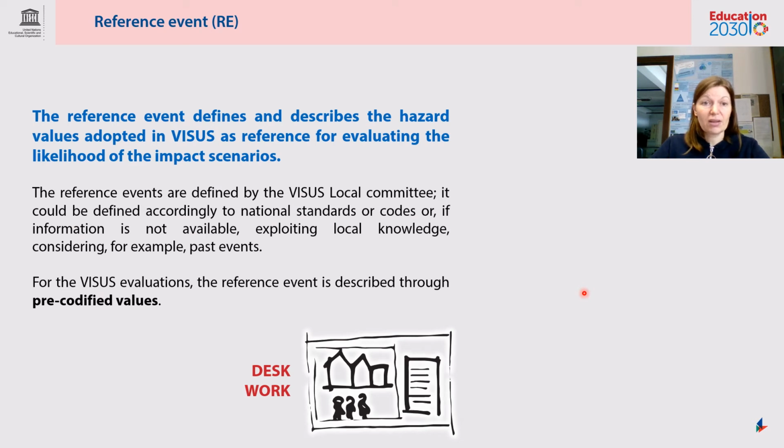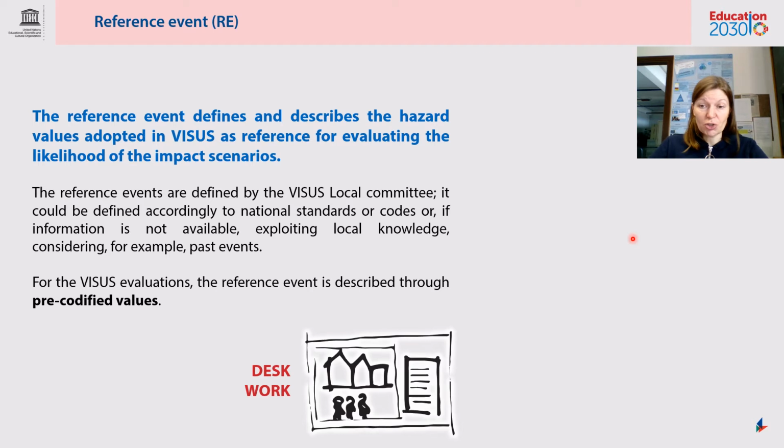Then there is the identification of the reference events. The reference event defines and describes the hazard values adopted in VISUS as a reference for evaluating the likelihood of the impact scenarios. The reference events are defined by the VISUS local committee. They could be defined according to national standards or codes, so at national and country level, or if this information is not available, it is possible to exploit local knowledge considering, for example, past events, so just considering events that already affected the area in past periods.